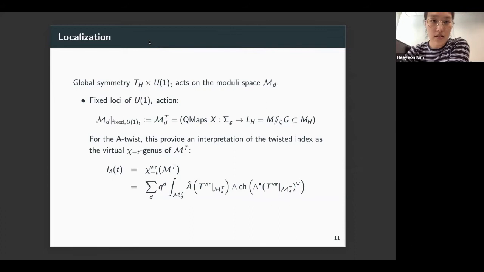We have only rear, we just turn on rear FI parameters for this. Yeah, so the fixed loci of the U1T action, let's first discuss the fixed loci of the U1T actions.